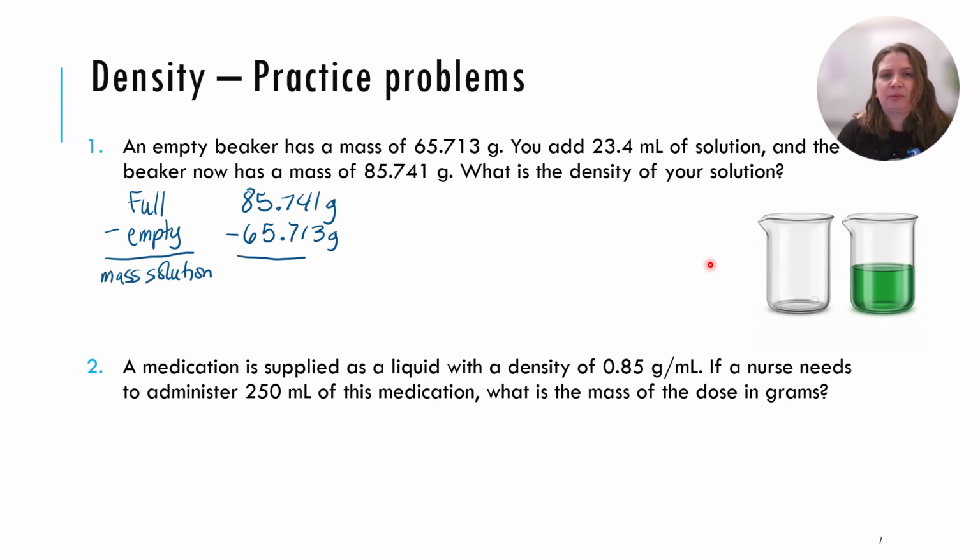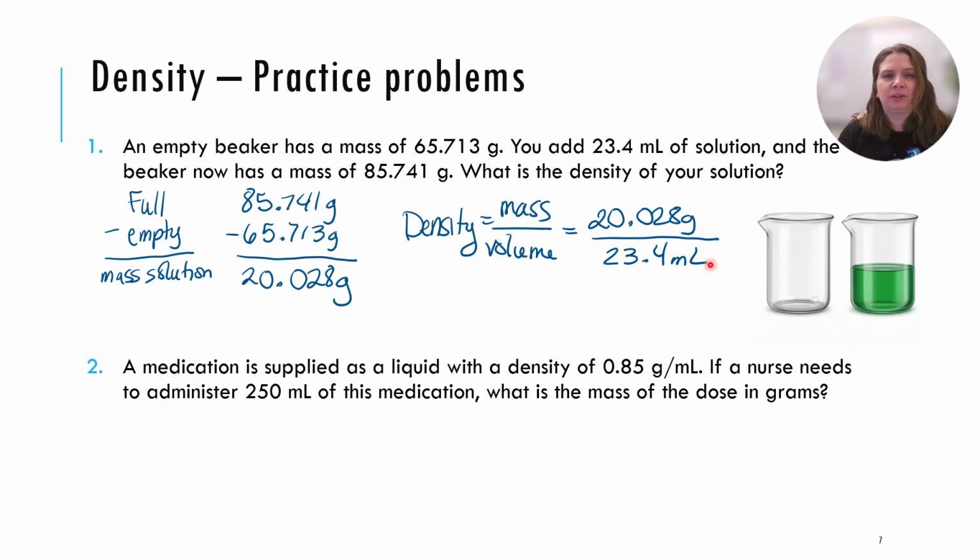Subtracting 65.713 grams from 85.741 grams gives a solution mass of 20.028 grams. Next, we calculate the density by dividing the mass of the solution by its volume. Dividing 20.028 grams by 23.4 milliliters gives a density of 0.8558 grams per milliliter, which rounds to 0.856 grams per milliliter.